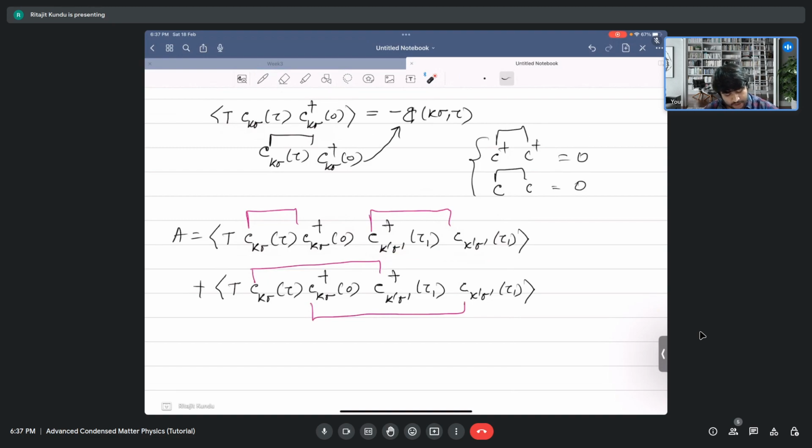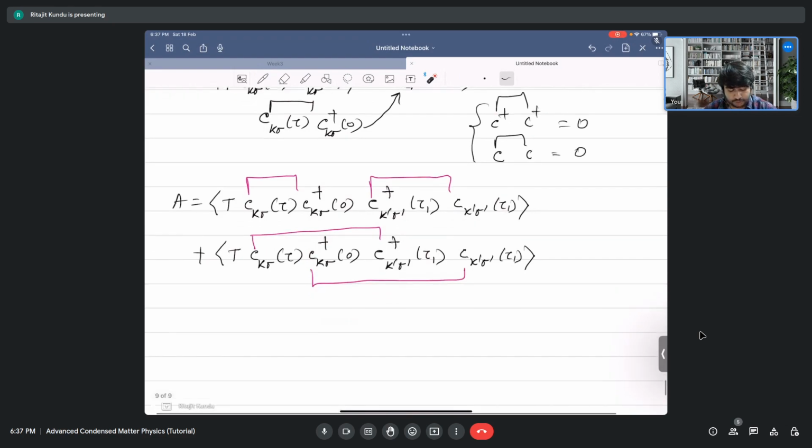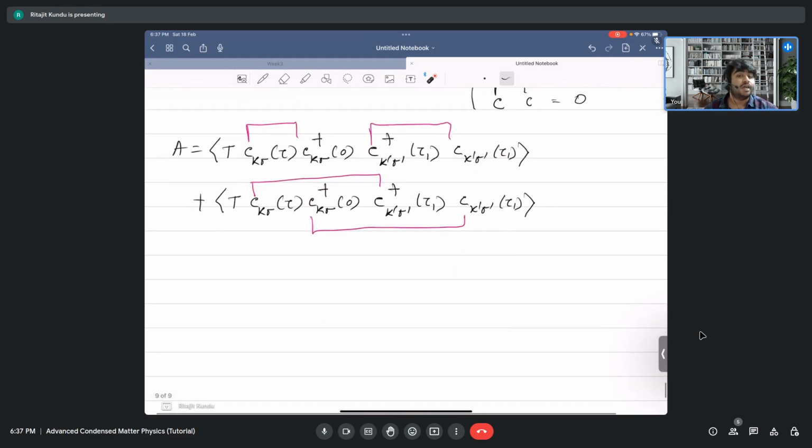But here I'll have to bring this to here, right? So I'll have to do some kind of anti-commutation, and this to here, so that these are nearby, and then we'll replace it with Green's function. So let me show you a trick how to do that. This is simple. You can just manually flip these things one by one, but let me show you a really very handy trick.